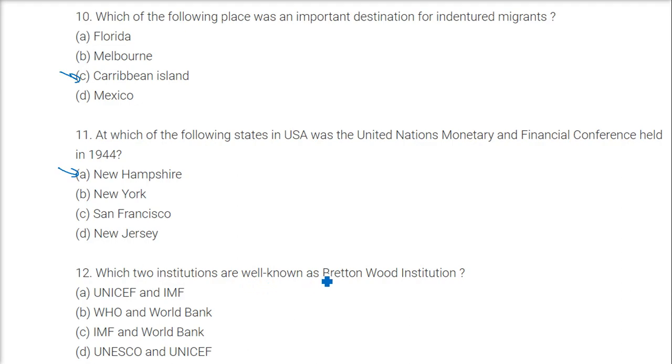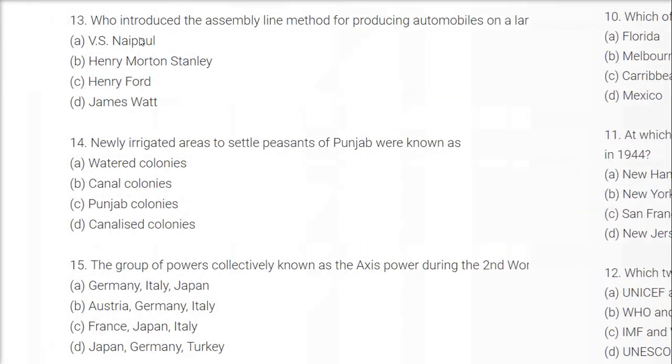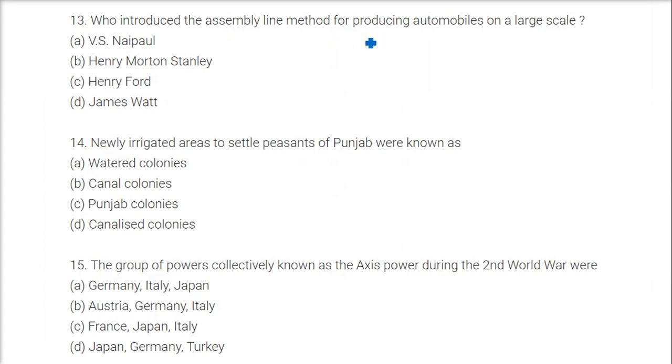Which two institutions were well known as Bretton Woods Institutions? The answer here is IMF and World Bank. C is the answer. Who introduced the assembly line method for producing automobiles on a large scale? The answer here is, again, Henry Ford. He created such use of the assembly line that in 3 minutes he was able to produce one vehicle, one car. Newly irrigated areas to settle peasants of Punjab were known as canal colonies.